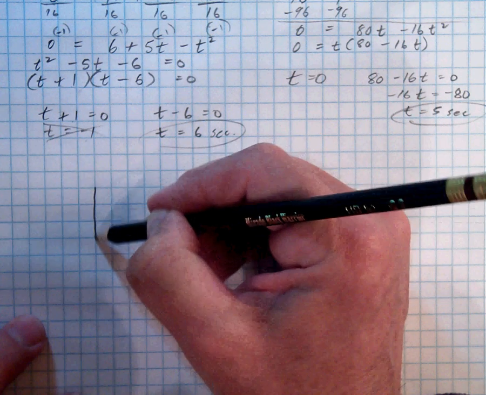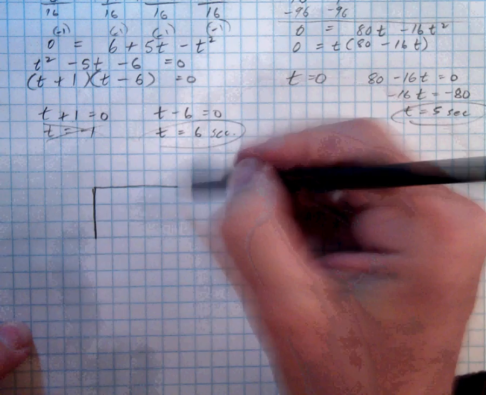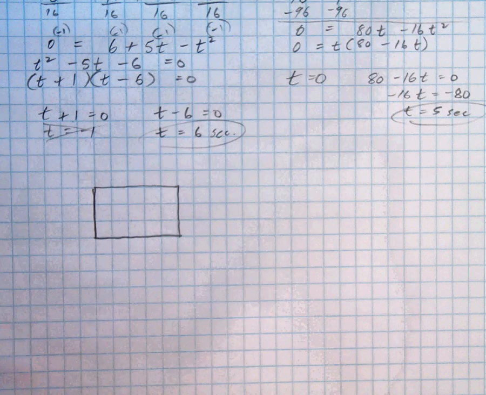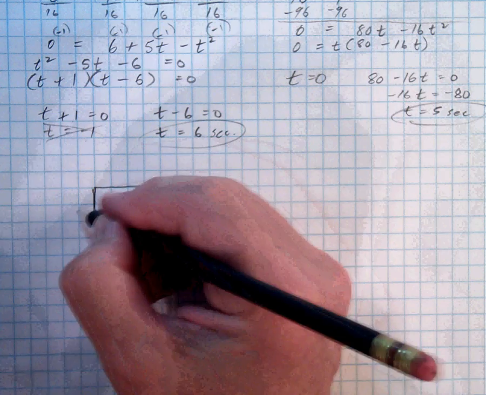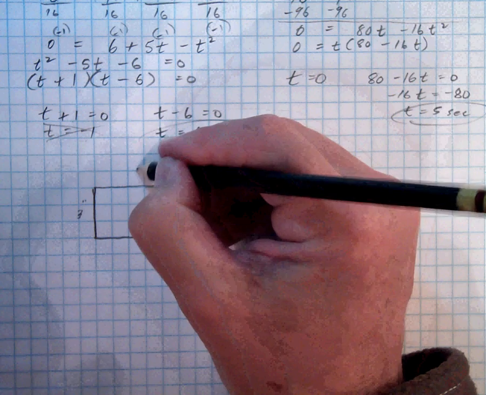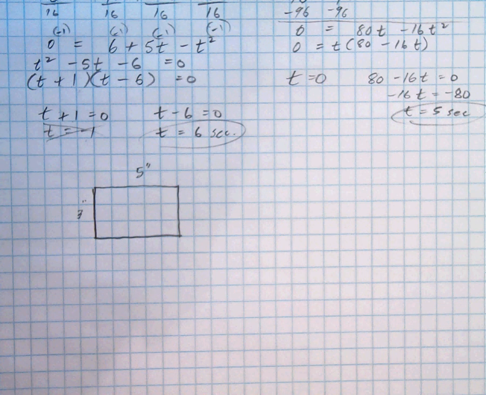And let's just make it 3 by 5, right? So this is 3 inches, and this is 5 inches. And I'm interested in creating an open top box out of this, and I want to maximize the volume of the box. I want it to hold as much as possible.